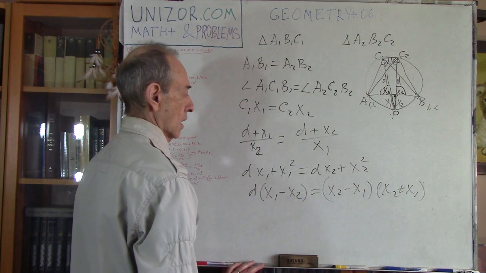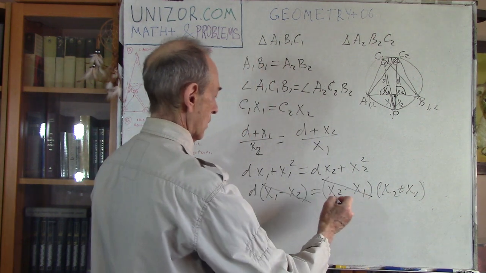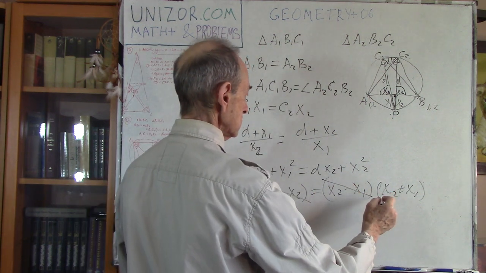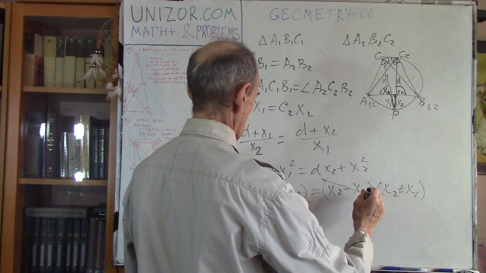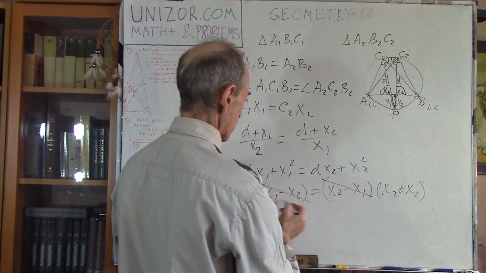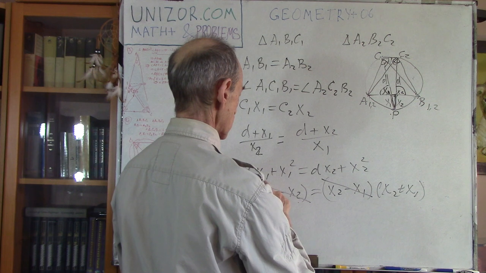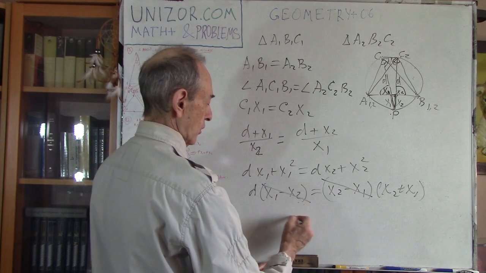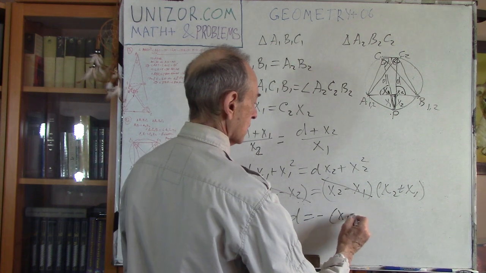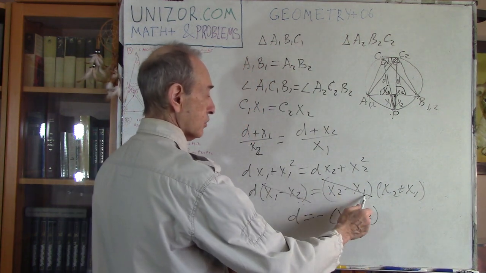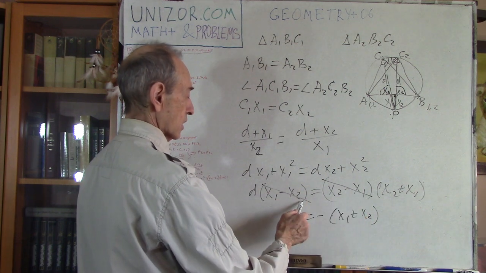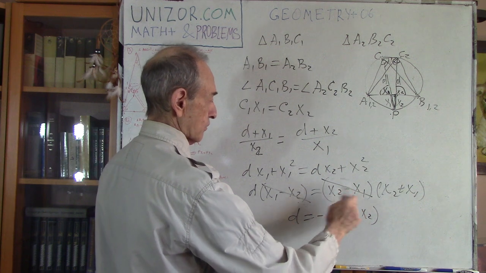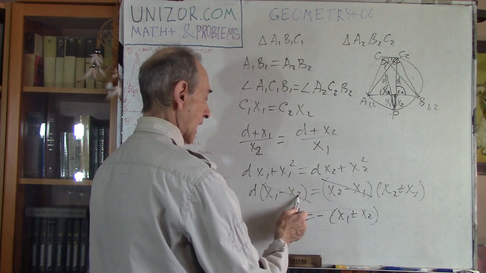Now, obviously, x1 and x2 are supposed to be equal to each other, because if they are not, you see x1 minus x2 and x2 minus x1 have opposite signs. That means d would be equal to minus (x1 plus x2). If x1 is not equal to x2, which means their difference is not equal to zero, we can cancel it with reverse sign, it would be minus, and that's impossible. So they are supposed to be equal to each other.